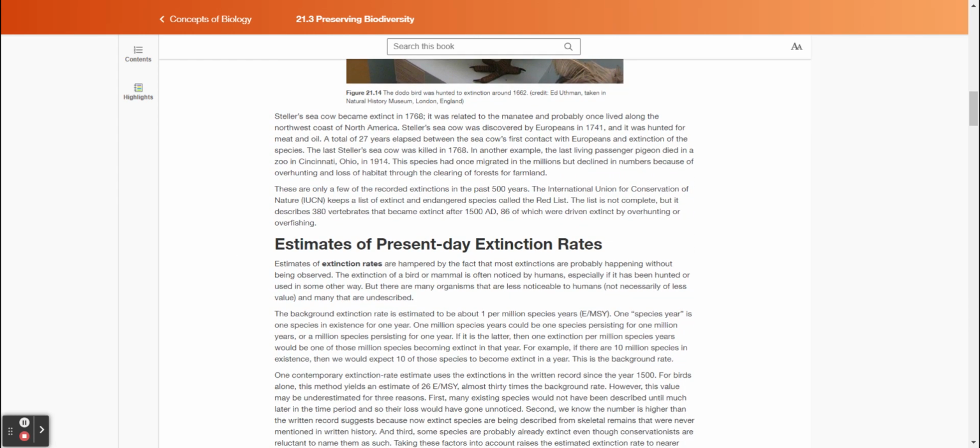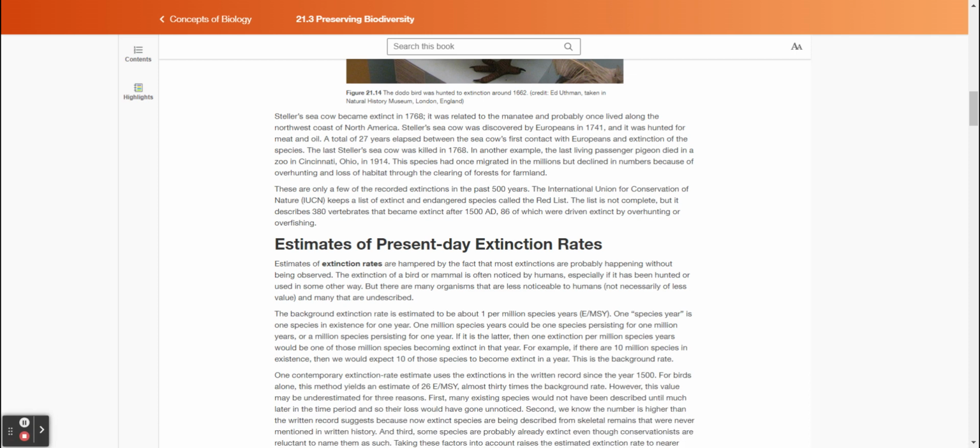Steller's sea cow became extinct in 1768. It was related to the manatee and probably once lived along the northwest coast of North America. Steller's sea cow was discovered by Europeans in 1741, and it was hunted for meat and oil. A total of 27 years elapsed between the sea cow's first contact with Europeans and extinction of the species. The last Steller's sea cow was killed in 1768.